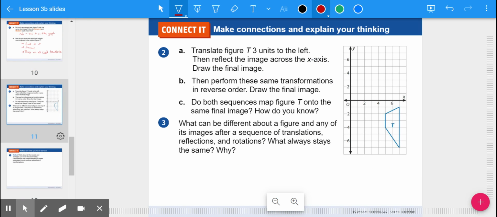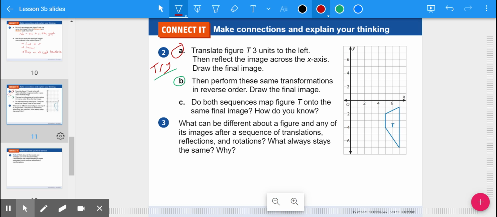All right, number 2, new example for you. Let's see what this does. It says A, translate figure T 3 units to the left, and then reflect it across the x-axis and find the final image. So I'd like you to stop and try this. And then we're going to try it in the reverse order and see if it's in the same spot. So I'm going to do the first one in red, and the second one in green. And I'd like you to pause again and try.